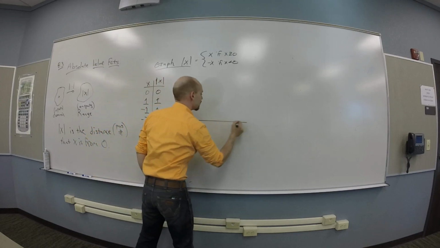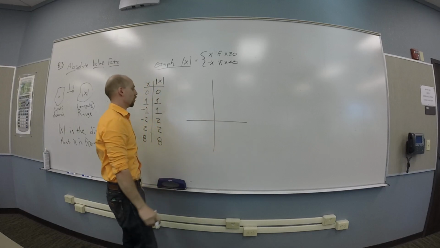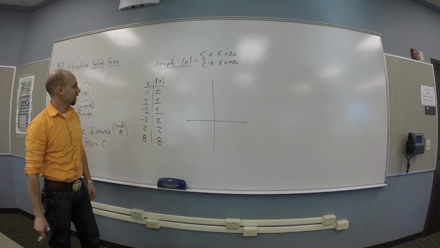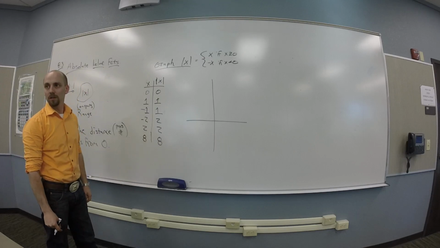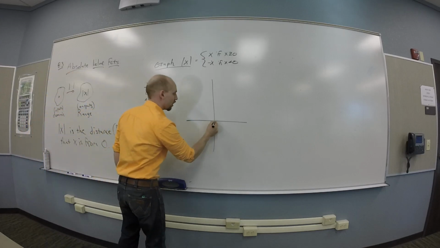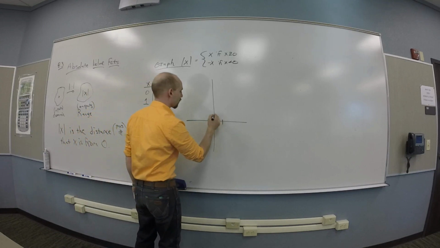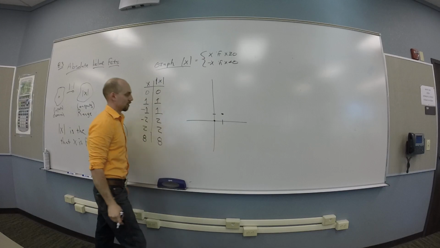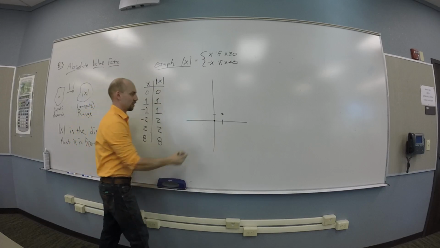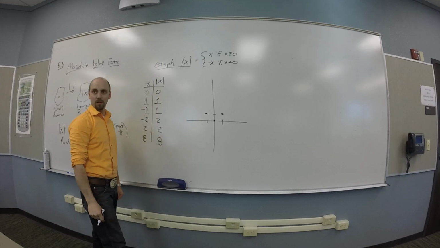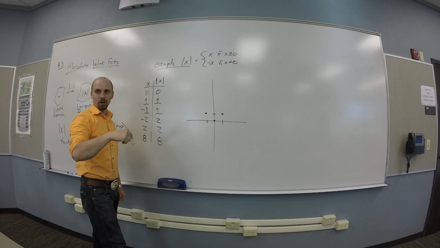That actually gives us a nice convenient way to graph, or we could draw points. So what's a convenient point on here? 0, 0 is really convenient. What's another convenient point? 1, 1. Negative 1, 1. And then just V out forever. Why is this a V and not a curvy thing?